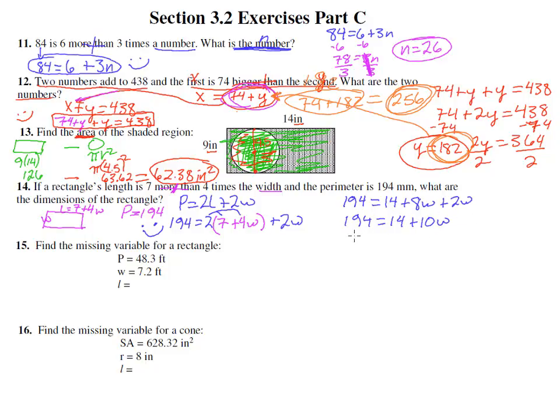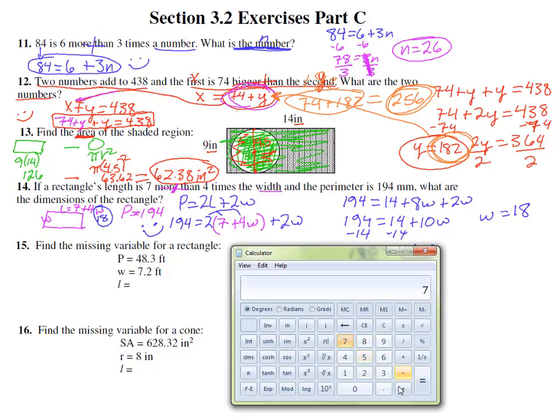Subtract 14 from both sides, and we get 180 equals 10W. Divide by 10, divide by 10, and W equals 18. Well, we can take this 18 and put it right there. We now know the width is 18. So 7 more than 4 18s. Let's try it. 7 plus 4 times 18 equals, so the length is 79.